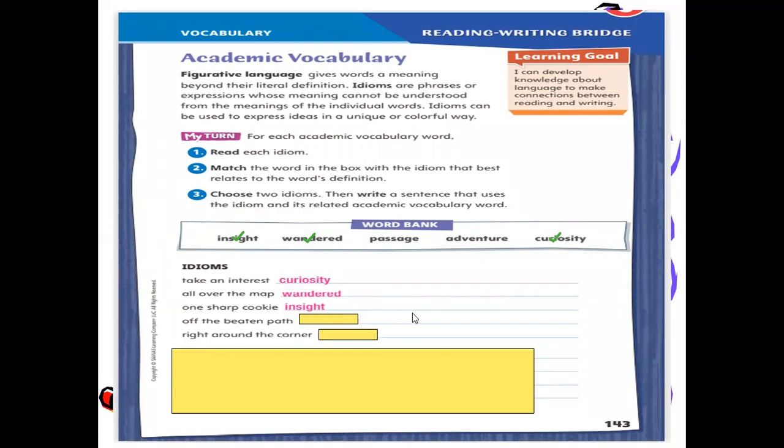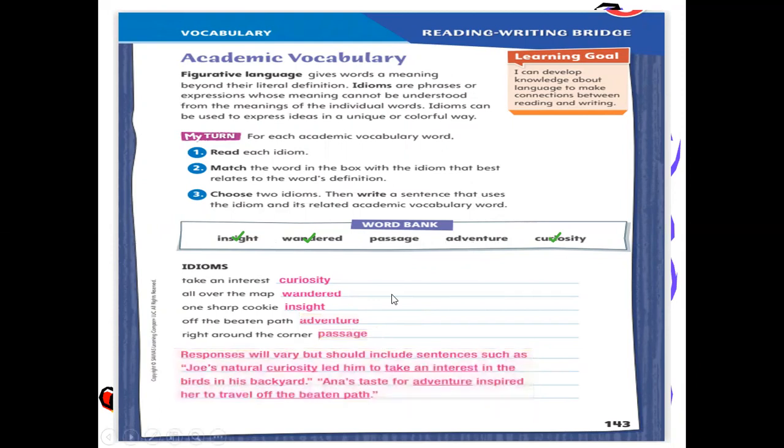Number four and five, off the beaten path. Someone is off the beaten path. So he is in a what? In a passage or in an adventure? In an adventure. Very good. And the last one is a passage.